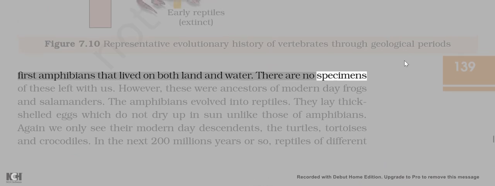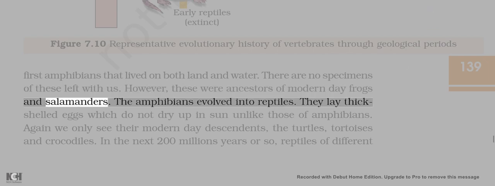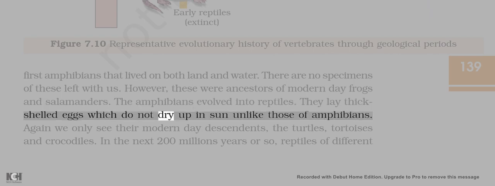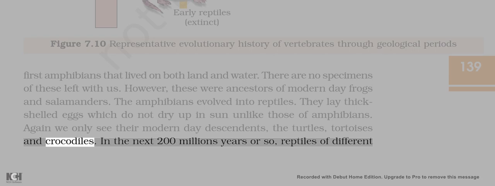There are no specimens of these left with us. However, these were ancestors of modern-day frogs and salamanders. The amphibians evolved into reptiles. They lay thick-shelled eggs which do not dry up in sun, unlike those of amphibians. Again, we only see their modern-day descendants, the turtles, tortoises, and crocodiles.